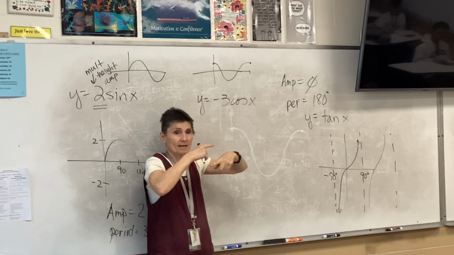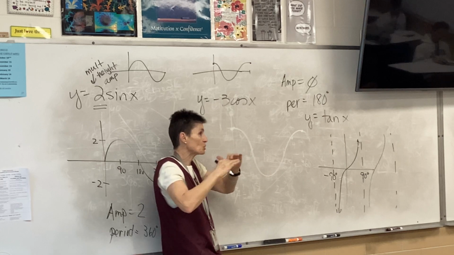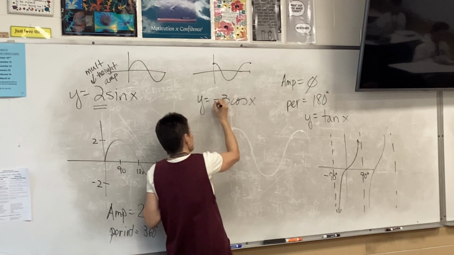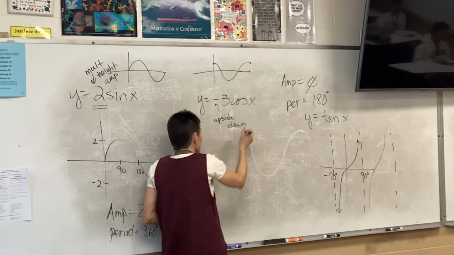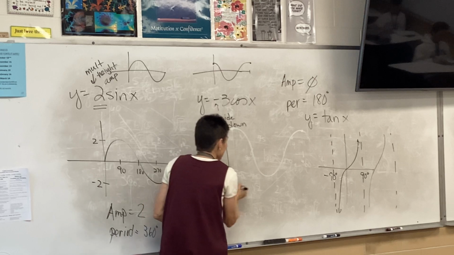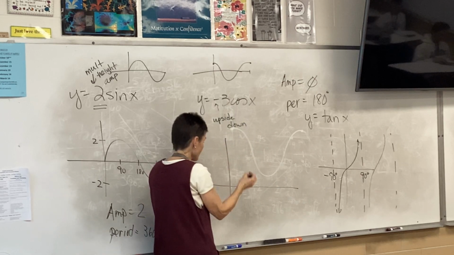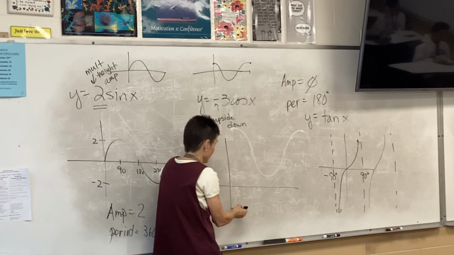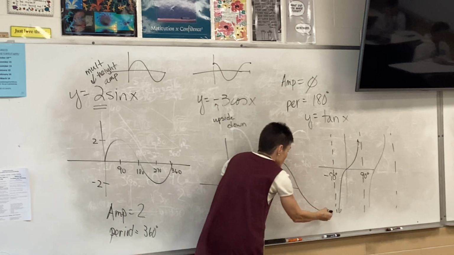Flips it upside down. That's a reflection across the x-axis. It turns it upside down. So this guy is going to go upside down. So in other words, instead of starting at the top of a hill, it's going to start at the bottom of a valley. And then make the hill, and then finish at the valley.